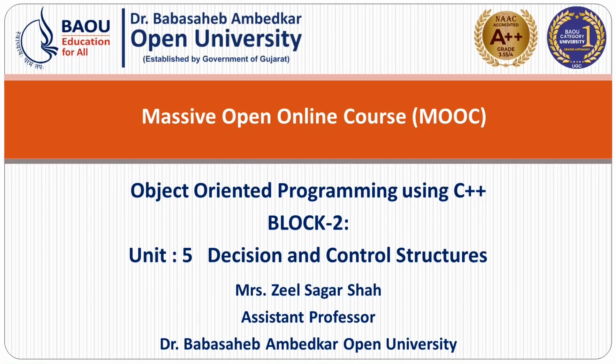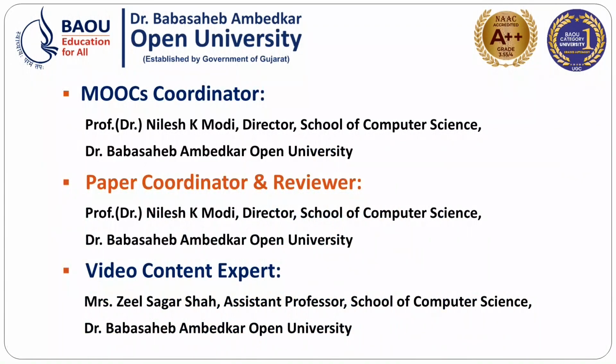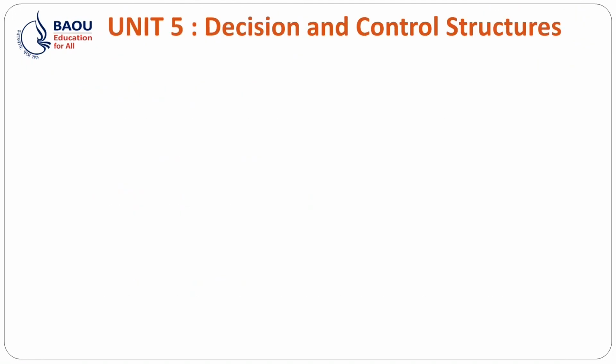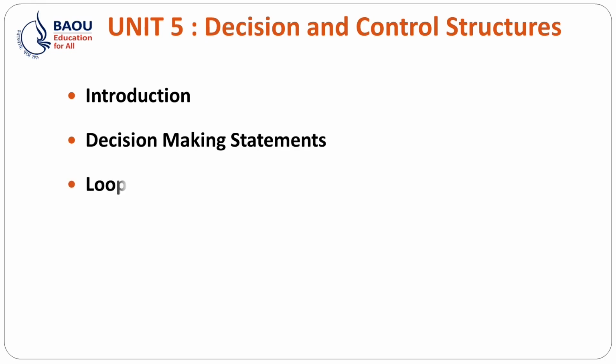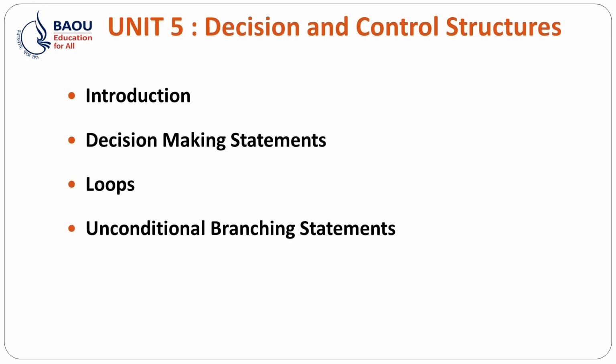In the last lecture, we have studied about the operators and manipulators in C++. Currently, we are in the lecture series of object-oriented programming using C++, and in that we are in block 2, unit 5, that is decision and control structures. In this, we will study about the decision making statements, loops, unconditional branching statements.